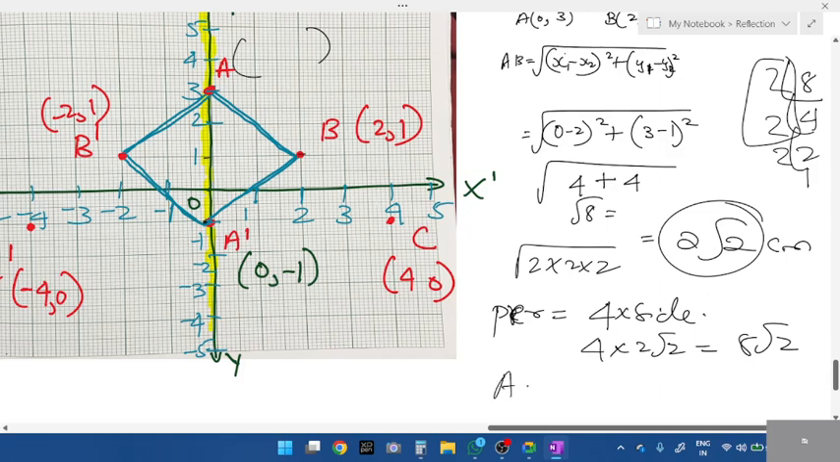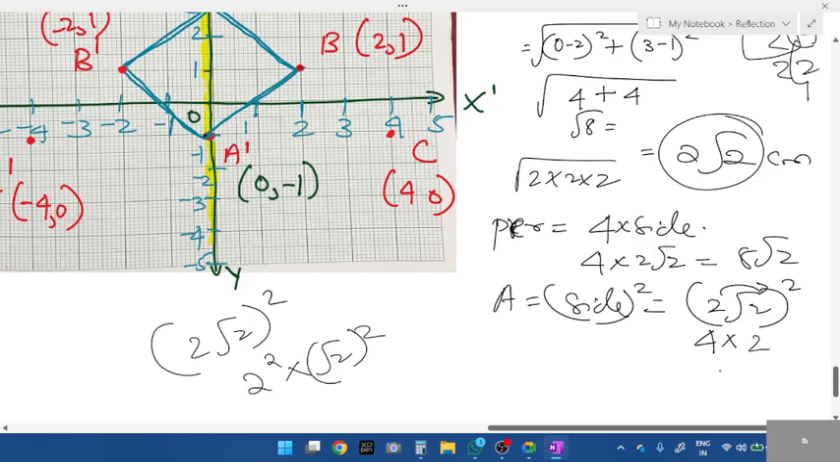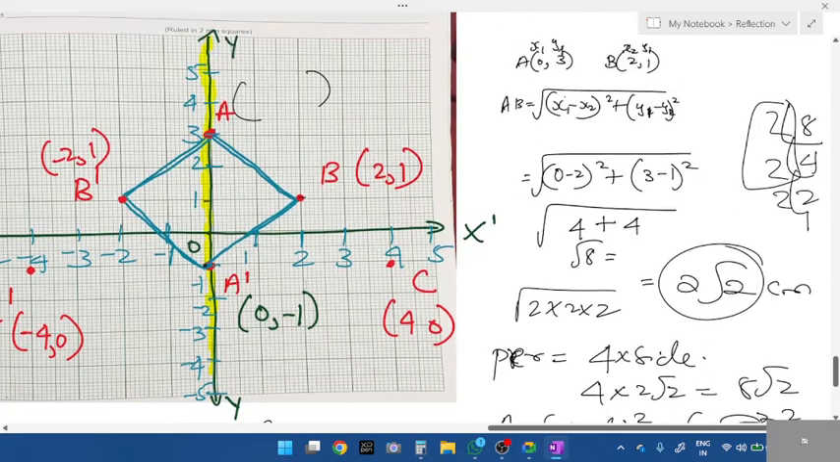Next. What is the area formula? Area is side square. How do you find side square? 2 root 2 the whole square. What is 2 root 2 the whole square? No, no. 4 into 2, correct. The answer is 8 centimeters squared. So even using a graph, you can find it out. If you know all this calculation, it is used in engineering. Science or engineering, interesting topic, graph question.